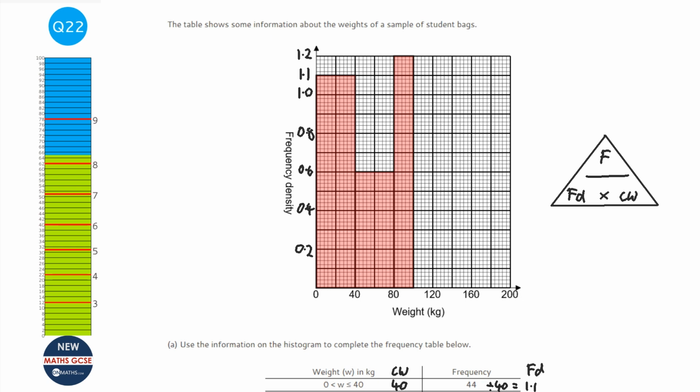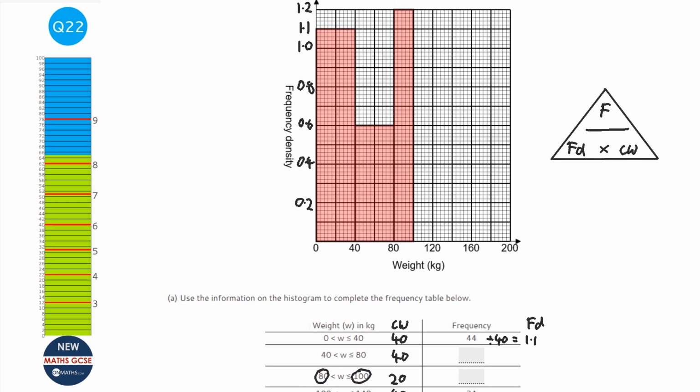So now I know my frequency densities, I can actually work out what the next frequencies are. So the next one has a frequency density of 0.6. So I'm going to times that by 0.6, because this is our frequency densities. So I'm going to do 40 times 0.6, which is 24. The next one has a frequency density of 1.2, looking at the histogram, so I do 20 times 1.2, which is 24 as well.